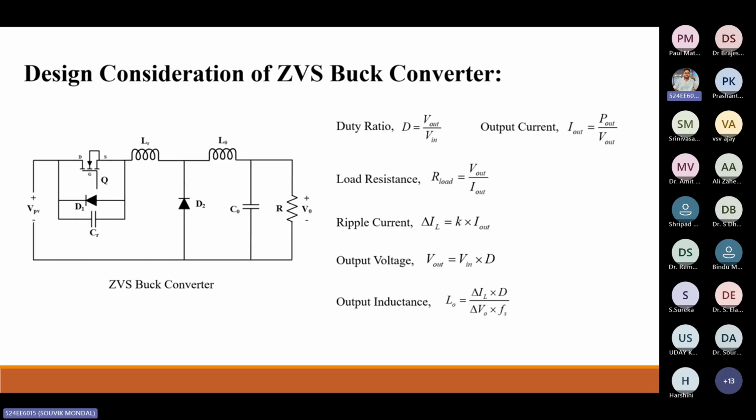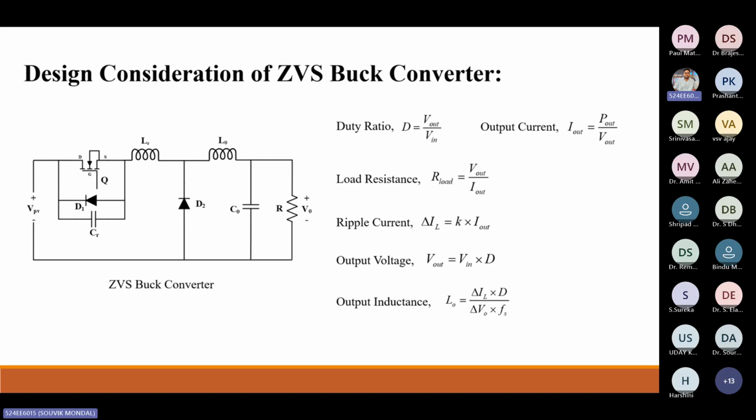Yes, we can go. Main design configuration of the ZVS converter. Here we can use the duty ratio also. This is the ZVS buck converter we use here. Here we can see that LR and CR are the resonant inductance and resonant capacitance. Also there are two diodes we are using, D1 and D2. And the duty ratio D is equal to Vout by Vin.